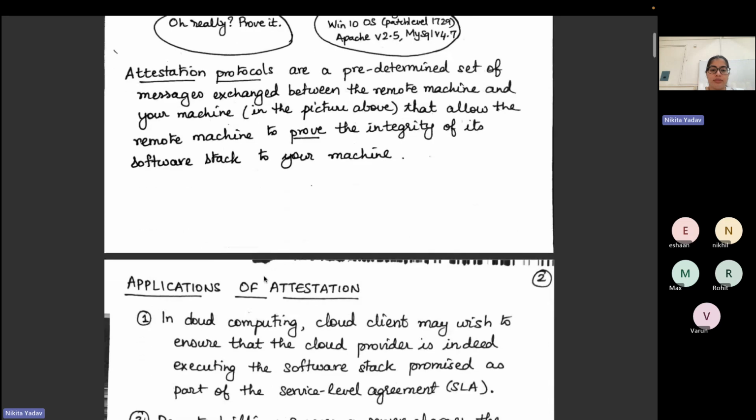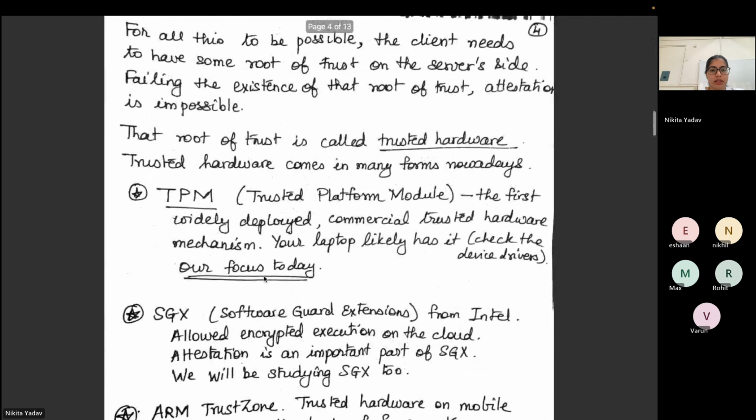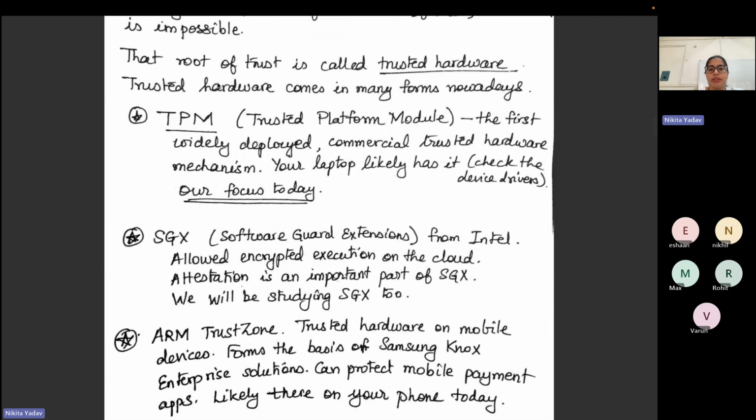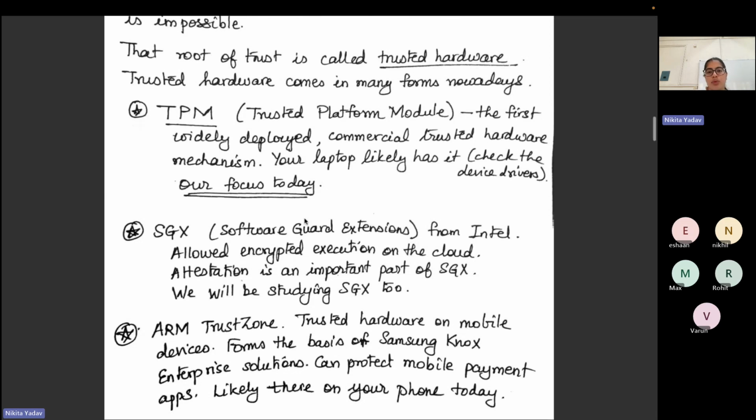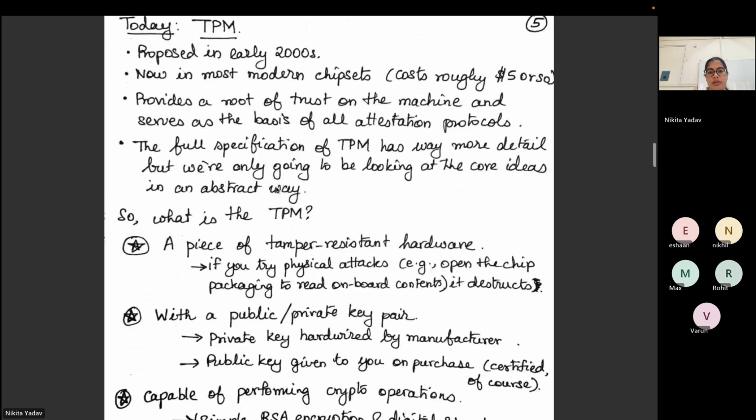Then we discussed that there are three different forms in which trusted hardware is available nowadays. The first is the trusted platform module, which we were discussing. The other form is Intel SGX, and the next is ARM TrustZone. And the TPM is widely popular and deployed on many machines, and it has the following capabilities.